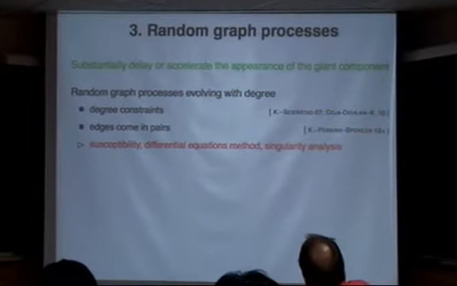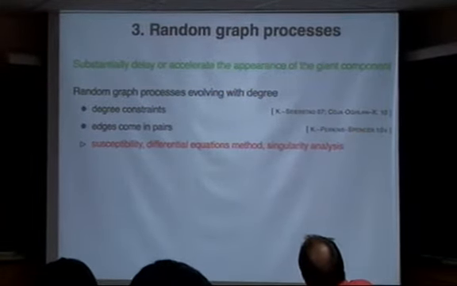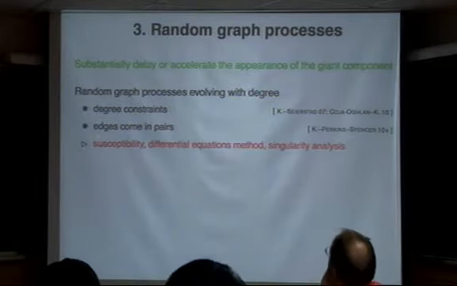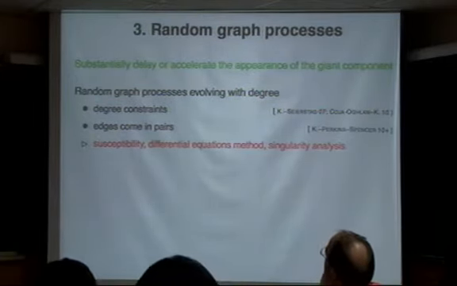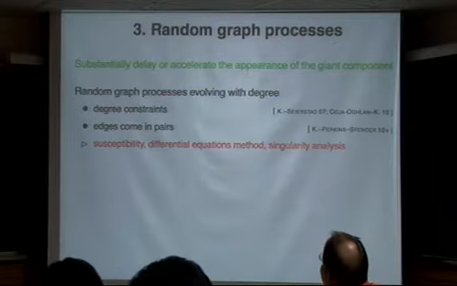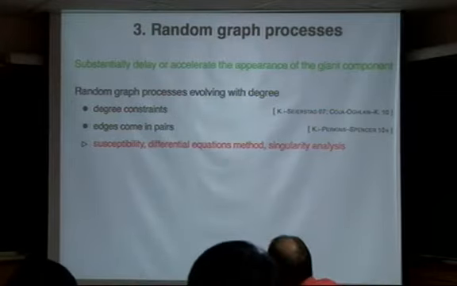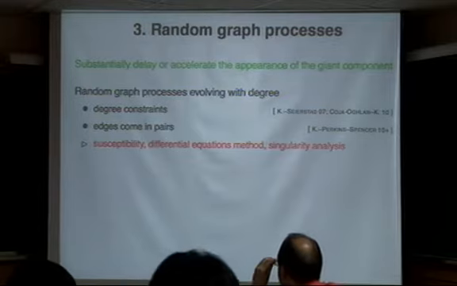And then last year I was visiting New York, and together with Joel Spencer and Will Perkins, we studied the so-called Bohman-Frieze process, which is a particular case of the random graph process where the edges come in pairs and we select the one with the minimum small degrees. And when you study random graph processes of that type, the key quantity that we have to study is the so-called susceptibility, which is the average component size.